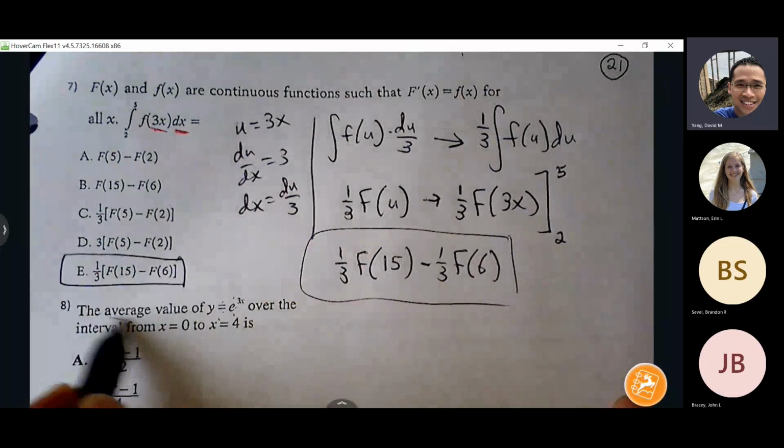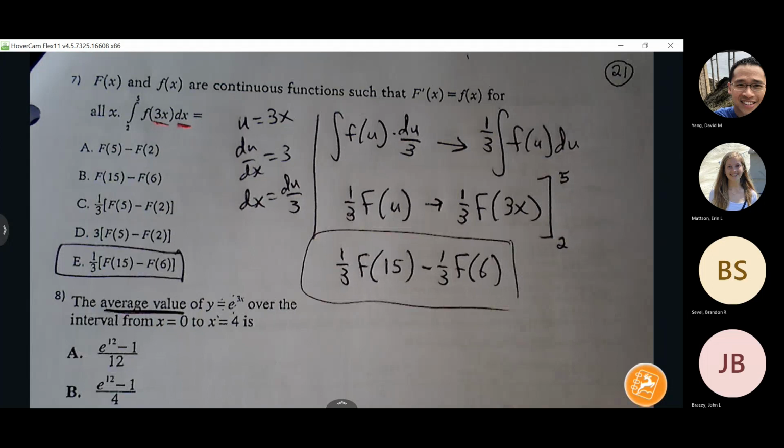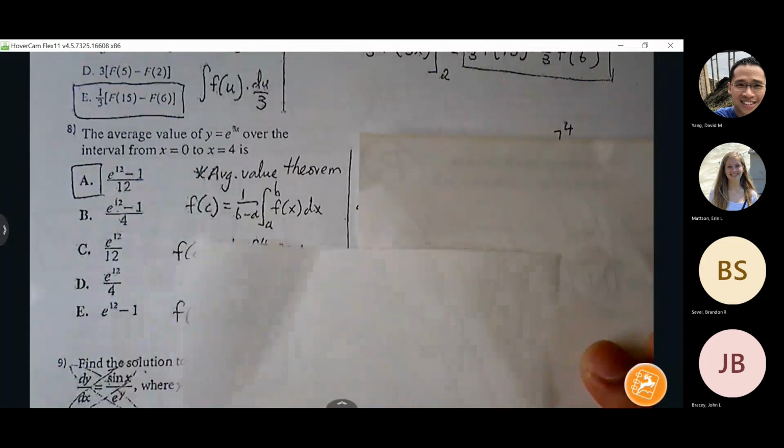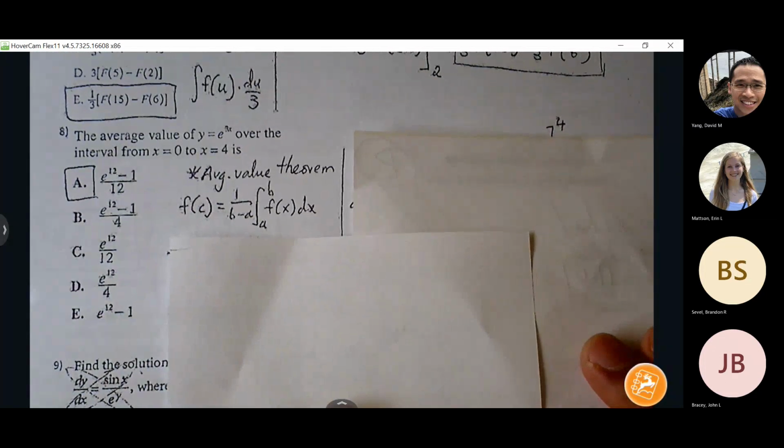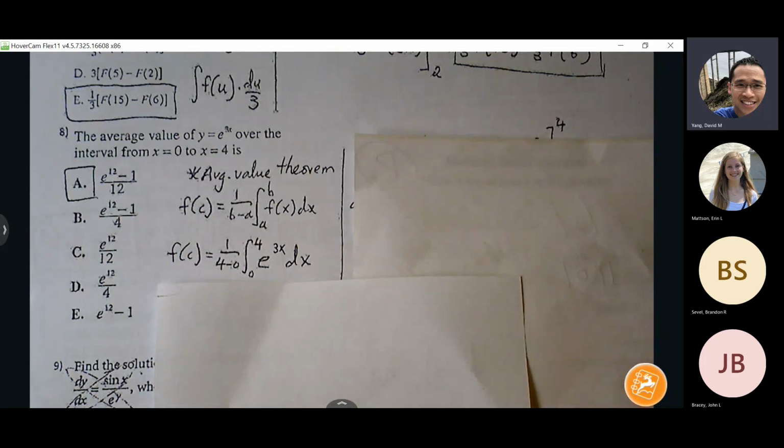Okay, number 8, average value. That's a hint. Average value theorem. Okay, so set up your average value theorem. Replace the a and b with 0 and 4. Replace the f of x with e to the 3x. Now we're just solving this relatively manageable definite integral, right? But make sure you take your time. The 1/4 is going to stay out in front. We do have to go through a little bit of what?